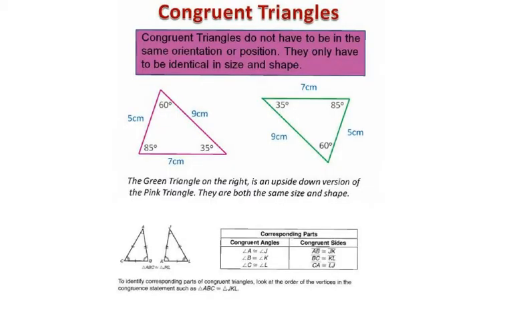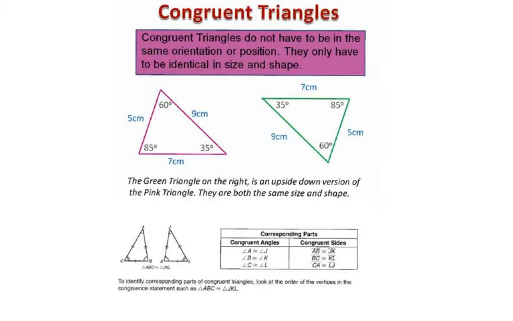Like I said, congruent triangles don't have to be in the same orientation or position. They only have to be identical in size and shape. So here we have two congruent triangles. This side here is 9 centimeters and this side here is 9 centimeters. They're the same length, so those are called corresponding sides because they're the two sides that are the same size. The second side is 5 centimeters. Here's a second side that's 5 centimeters. Here's a third side that is 7 centimeters and a third side that's 7 centimeters. And then the angles also match. That's what makes it a congruent triangle.